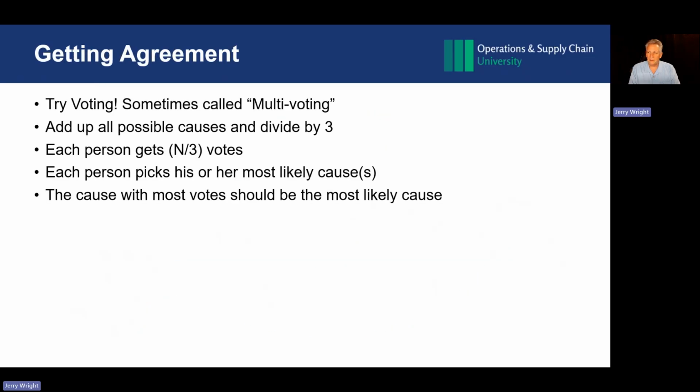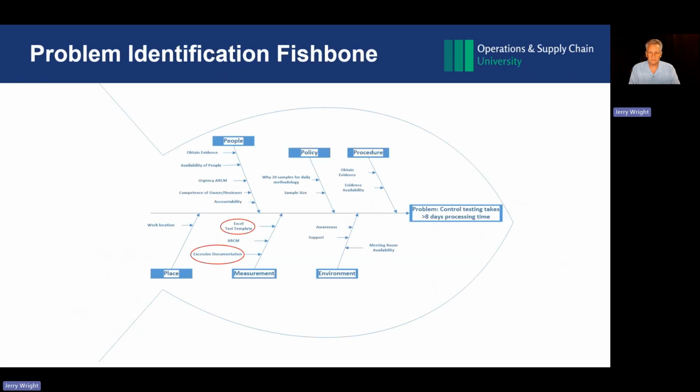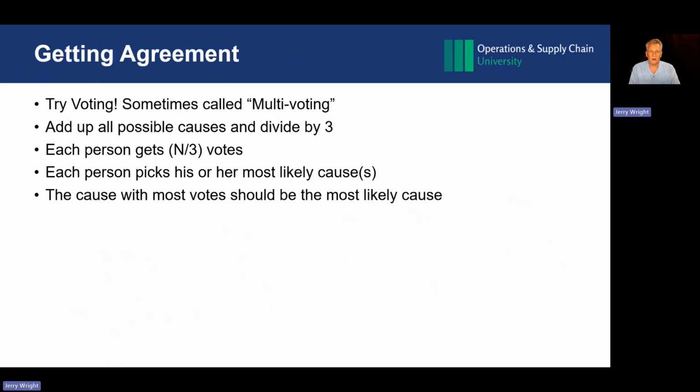Now, how do you choose? So there's all these different options out there. How do you choose which ones to focus in on? Sometimes it's just obvious and big, oh yeah, that's it. But if you're not sure, you can do what we call voting. Sometimes it's called multi-voting. Now, what I typically recommend is add up all the possible causes and divide by 3. Each person then gets n over 3 votes. So let's say there's 9 possible causes. 9 divided by 3 means everybody gets 3 votes.